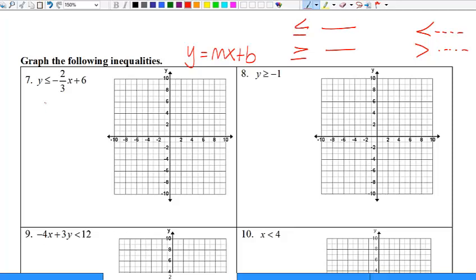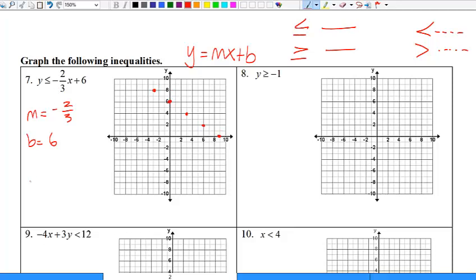Let's see here. So the first problem, number 7, has it in slope-intercept form. Y is less than or equal to negative 2/3 x plus 6. So the slope is negative 2/3. My y-intercept is 6, so I can just plot my point at 6. Then my slope is down 2, right 3. Down 2, right 3, down 2, right 3. I could also go up 2 and left 3.